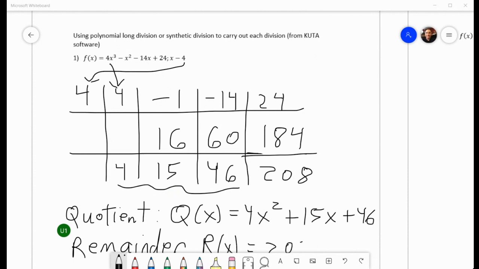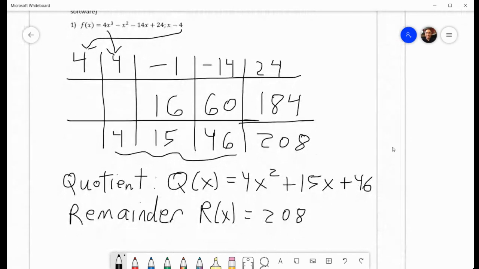That's 208. I don't know if they can see that, so let me move it up. Okay, so that's what we get here. You could have done polynomial long division, either one. You could do synthetic or polynomial long division. Any other questions about this? I really hope it makes sense.